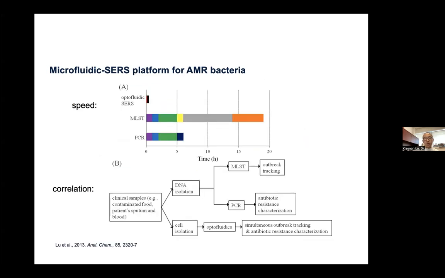Compared with the conventional multi-locus sequence typing for bacteria typing, or the conventional PCR for antimicrobial resistance gene characterization, we can use an optofluidic SERS platform to achieve both the typing and the detection simultaneously, plus the time to finish such characterization is tremendously shorter compared to bacteria typing or PCR methods. This offers an alternative for the clinical characterization of antimicrobial resistant bacteria.